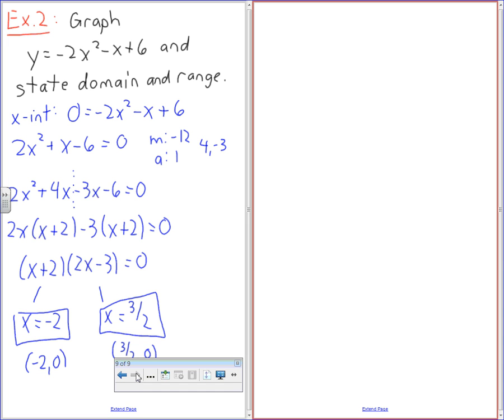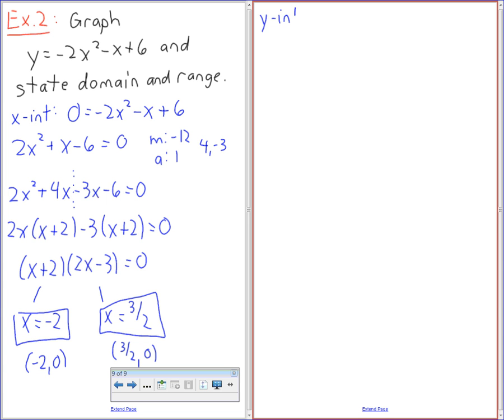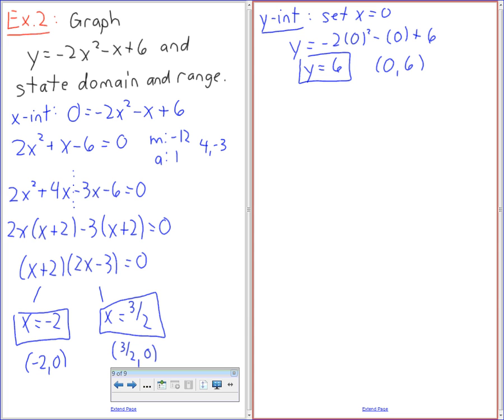All right, Rebecca, do you recall how to find the y-intercept of a parabola? Okay. So to get the y-intercept, you're just going to set x equals 0, right? So y is going to be negative 2 times 0 squared minus 0 plus 6. So y equals 6. So the point is (0, 6).